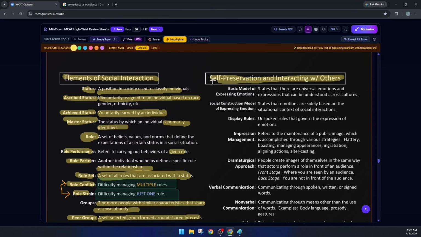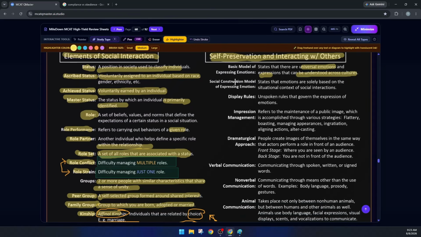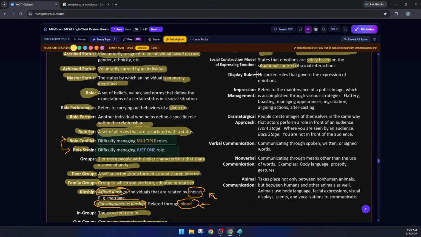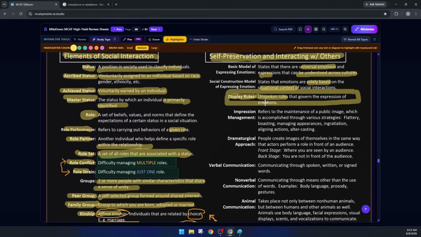Self-preservation and interaction with others. The basic model of expressing emotion states that universal emotions and expressions can be understood across cultures. The social construction model of expressing emotions states that emotions are solely based on the situational context of social interactions. Display rules are unspoken rules that govern the expression of emotions. This is also important, so give yourself examples of this too. For example, an unspoken display rule in Asia might be different than in America for expressing your emotion, so give yourself examples of that.